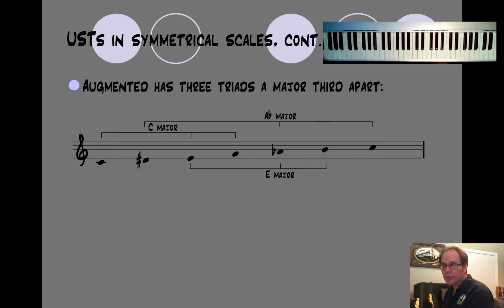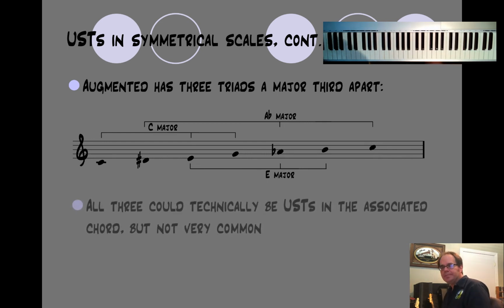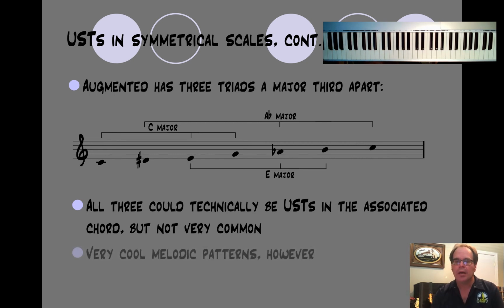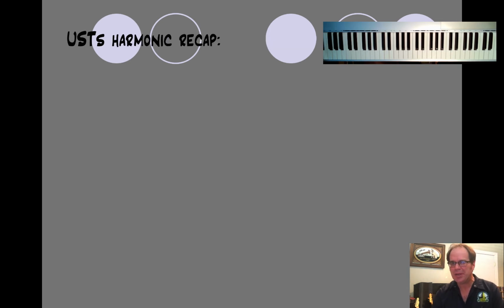And it's just got a really cool modern sort of sound to it. But look, it's got a C major triad, an E triad, and an A flat triad in it. Not very common. And then once again, maybe you could use that pattern somewhere in your playing where you might use the auxiliary diminished scale, or excuse me, the augmented scale. Like I said, cool melodic patterns.